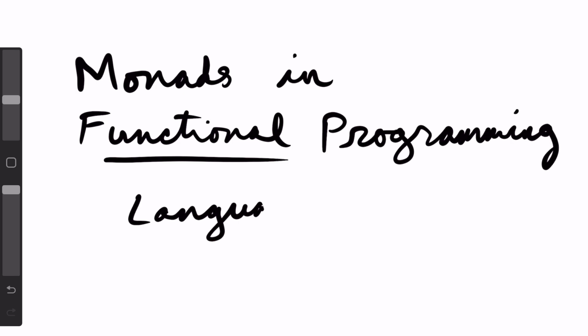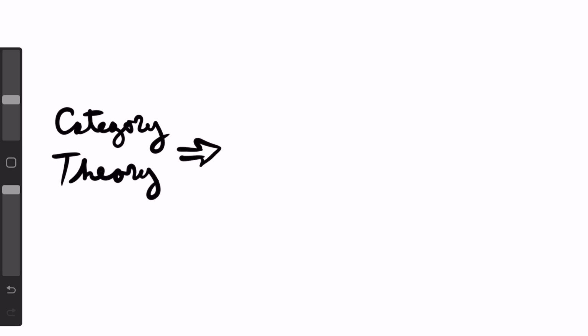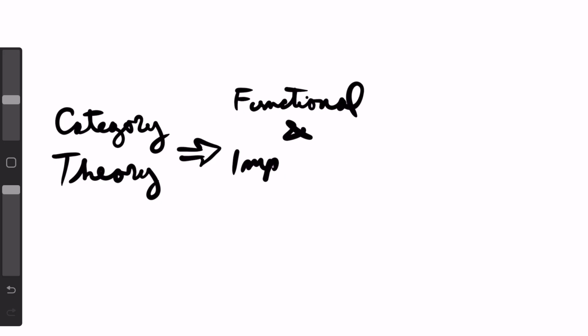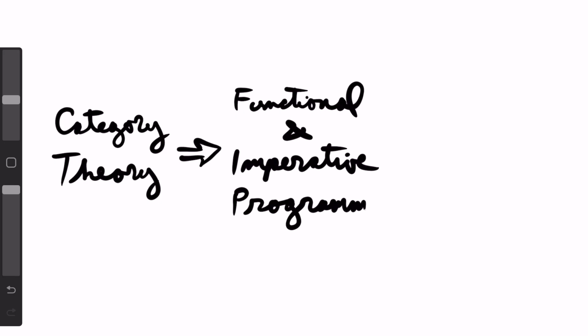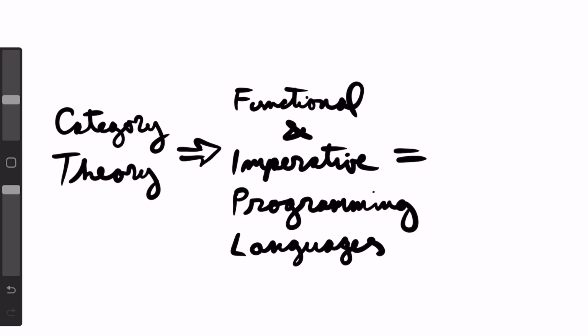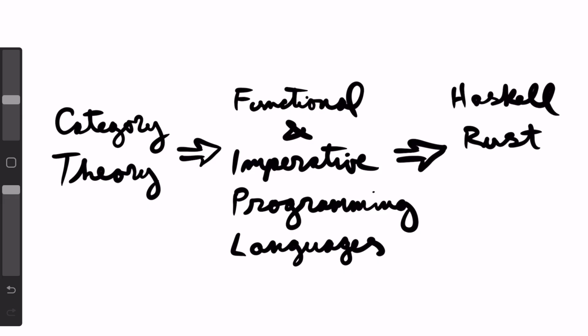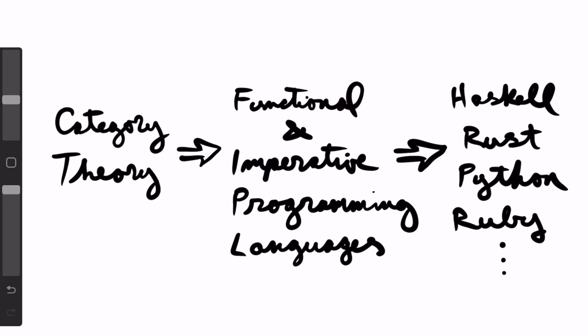In the last video, we introduced the bare minimum of category theory to understand the mathematical definition of a monad. This video will connect category theory to functional and imperative programming languages. The next video will discuss how and why category theory and monads have influenced programming languages. In videos after that, I'll provide examples specific to various programming languages.